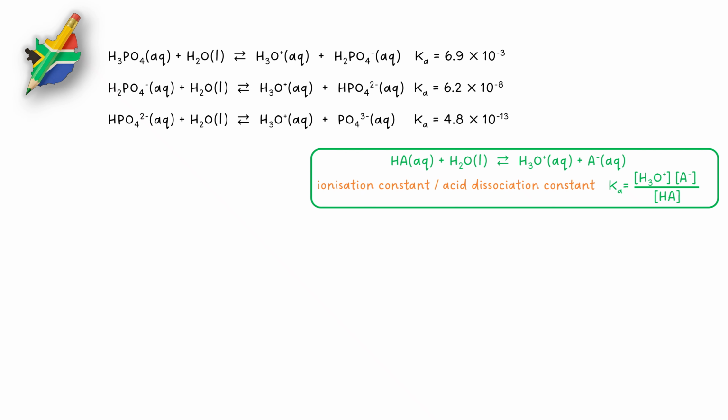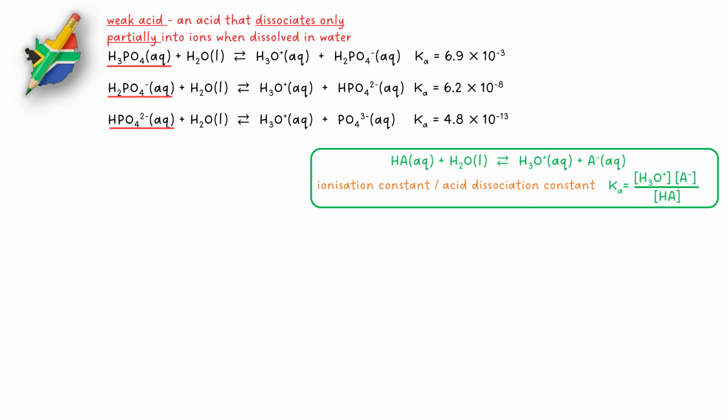This constant is similar to an equilibrium constant and is derived in the same way. The value shows the ratio of the concentration of the products in the numerator, that is the concentration of hydronium ions and anions, to the concentration of the reactant in the denominator. Water is not included as its concentration is essentially constant.